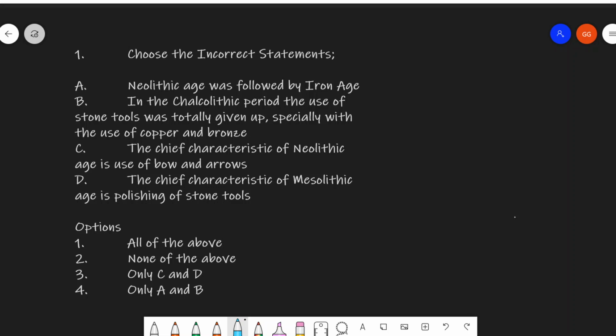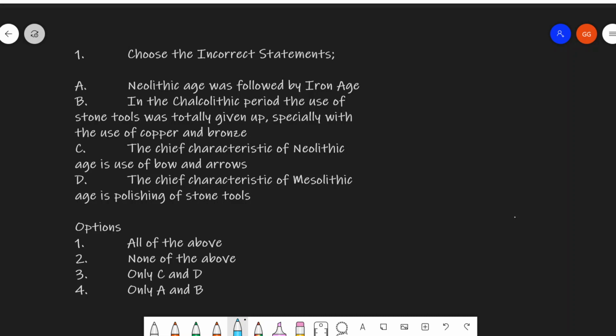Now the options are: all of the above are incorrect. Second option is none of the above are incorrect. Third option is only the statements C and D are incorrect. And fourth is only the statements A and B are incorrect.